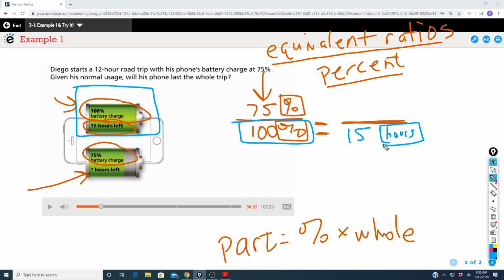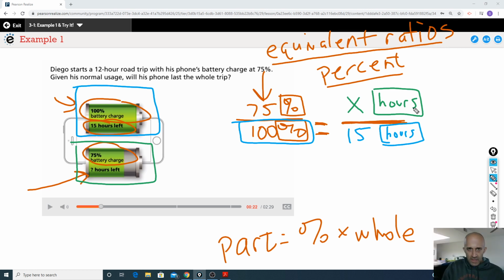So the 15 will stay in the denominator. Here's the thing: out of that 75% charge, do you know how many hours are left? No. That's going to give you what we call our little variable. That's the variable we're trying to find. If 100% charge gives you 15 hours, what does a 75% charge give you?